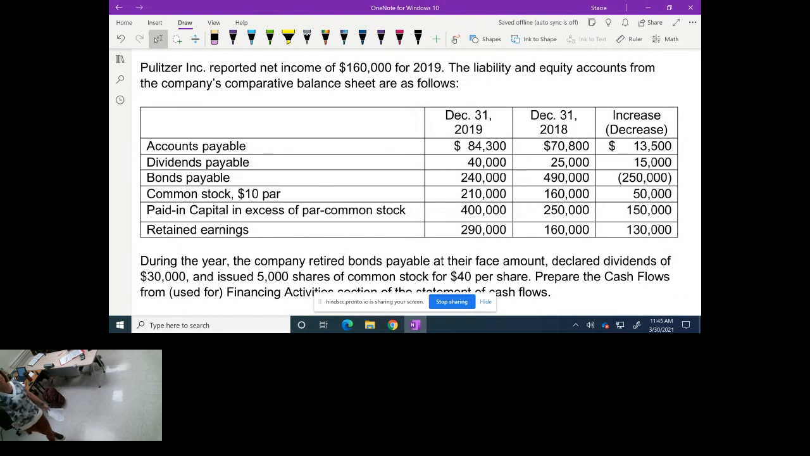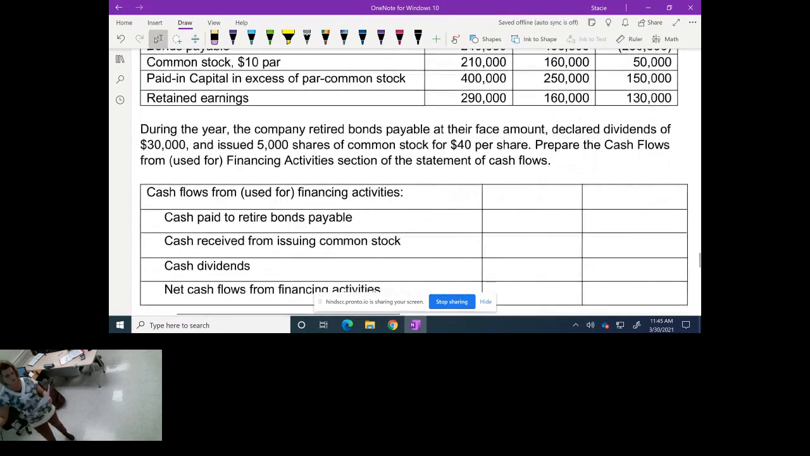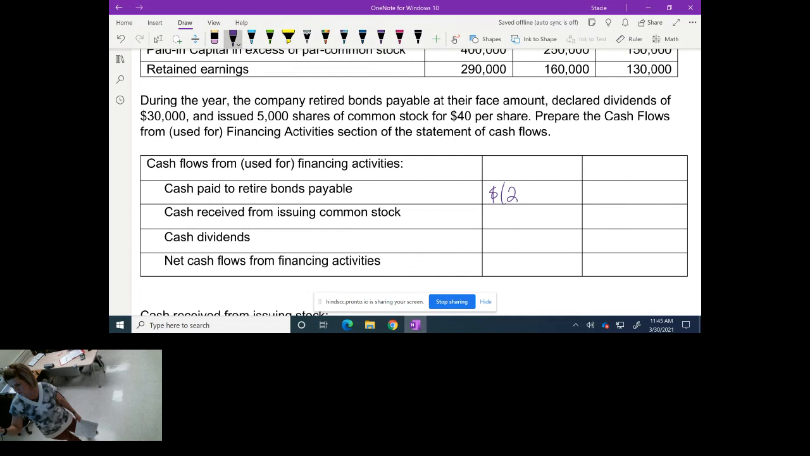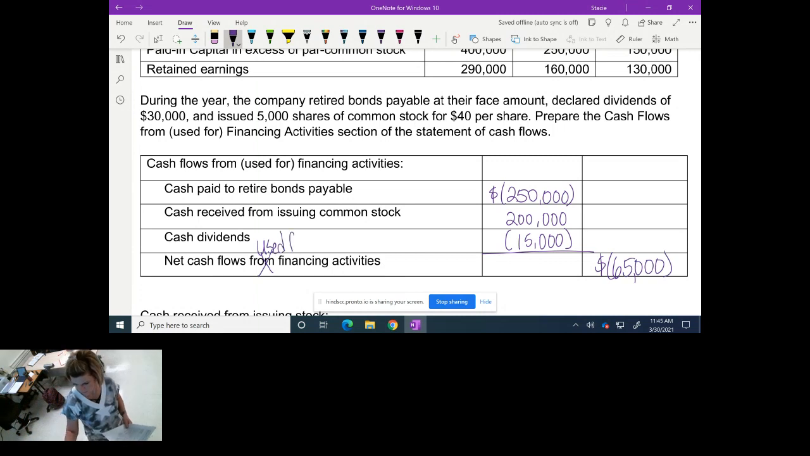Don't doubt. All right, so on this one, we have got cash paid to retire bonds, $250. You've got cash received from issuing common stock is $200. And cash dividends, $15. So you've got 65 outflow. So we would change that to used for. Did y'all get that? Surprise.